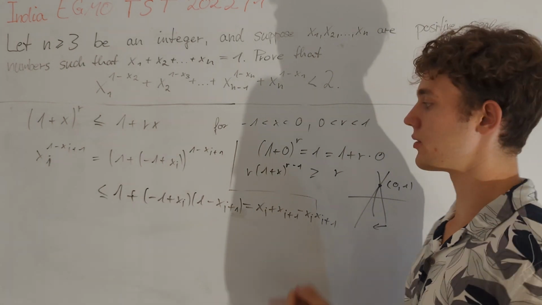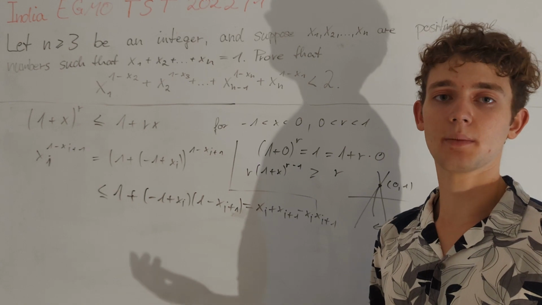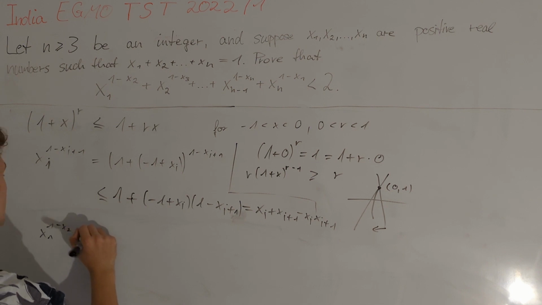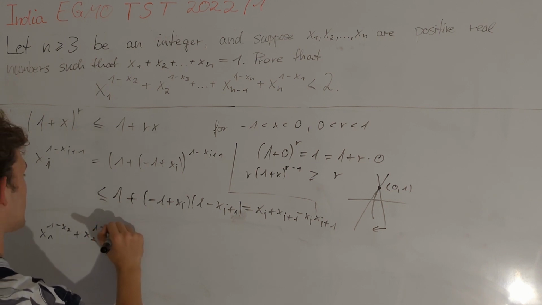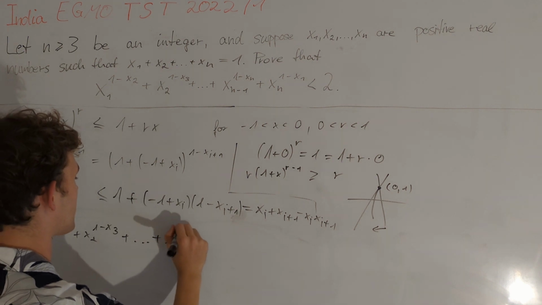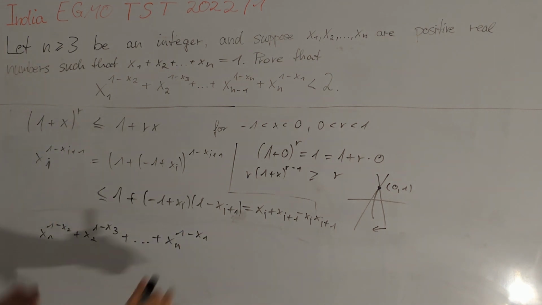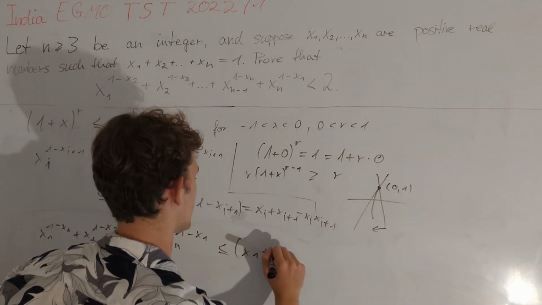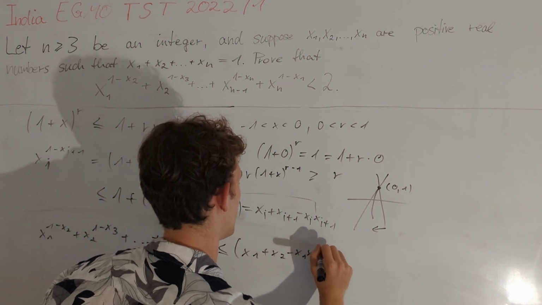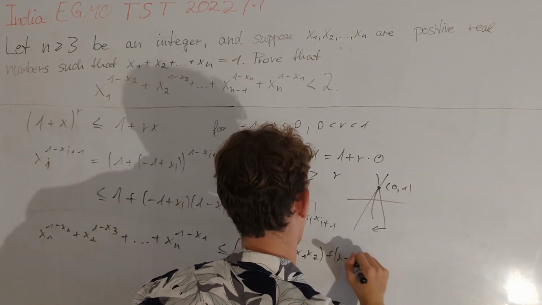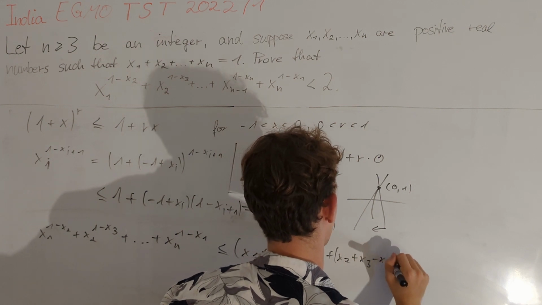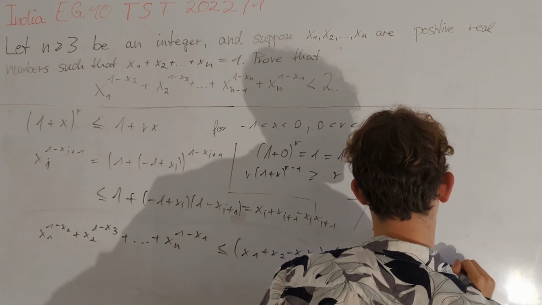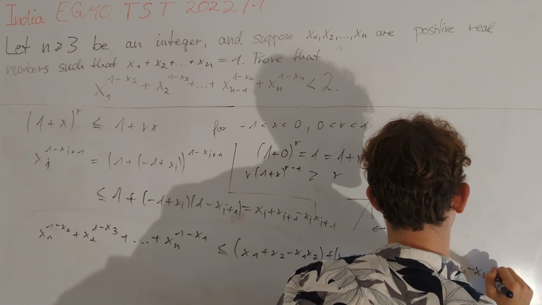Therefore, at this point, we can already plug this back into our original sum and see what this gets us. We get x1 to the power of 1 minus x2 plus x2 to the power of 1 minus x3, and so on up to xn to the power of 1 minus x1. All of this is less than or equal to x1 plus x2 minus x1 x2, plus x2 plus x3 minus x2 x3, plus, and the last summand is xn plus x1 minus xn x1.